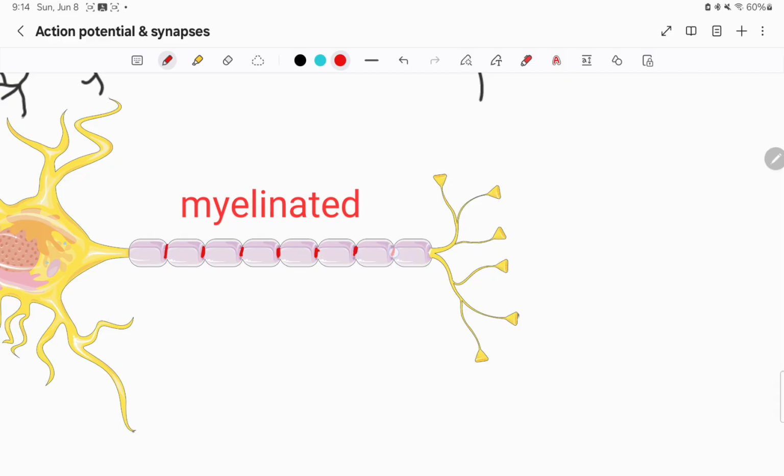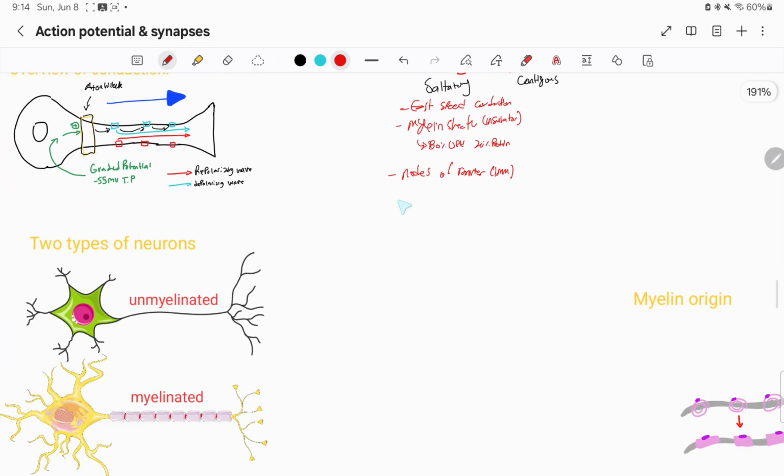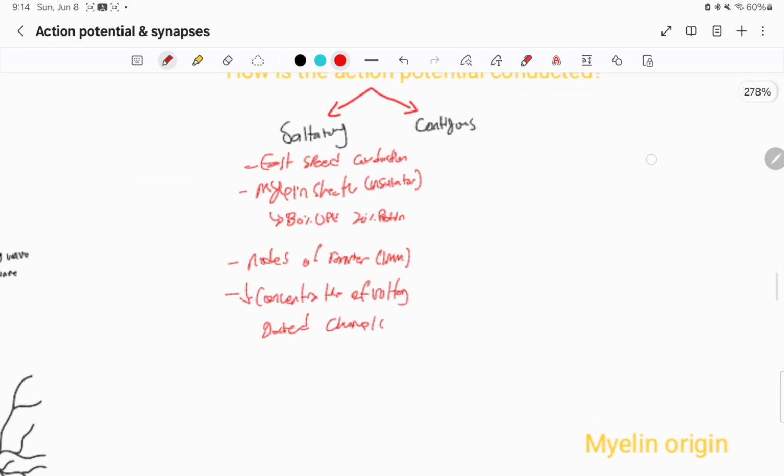And because of this, compared to an unmyelinated neuron, which has no myelin, the myelinated neuron has a very low concentration of voltage-gated channels. Okay. The same thing can be said about unmyelinated, okay?